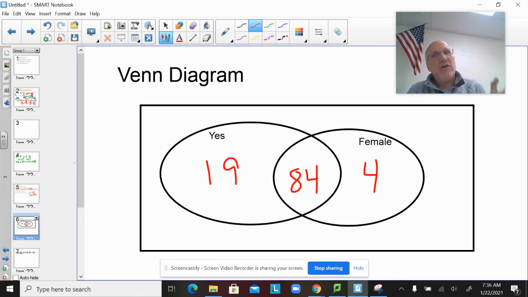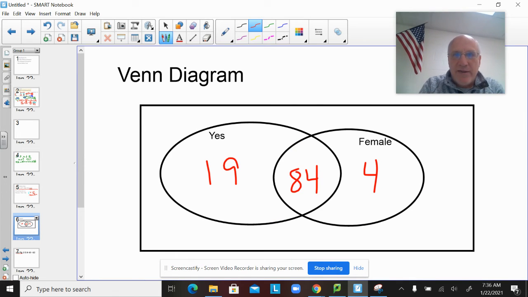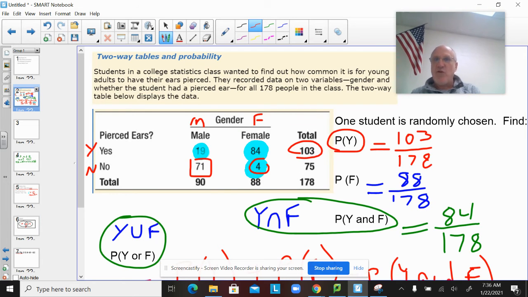Now there are still some students who are neither female nor yes. That's the 71 that are neither female nor yes. That's going to go out here in that other circle. So you'll notice that the four numbers I put in that Venn diagram are the same four numbers from this two-way table, excluding the totals: the four actual numbers, 19, 84, 71, and 4.